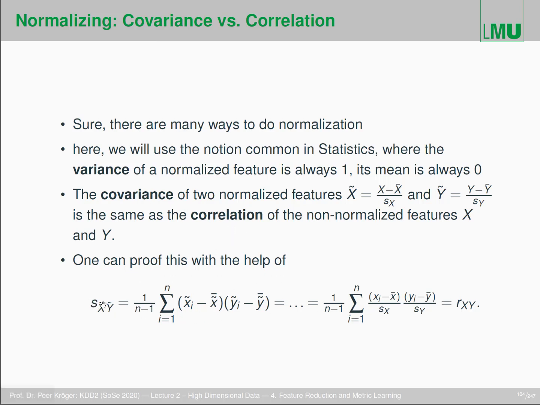You can prove that. Just have a look at this one here. This is the covariance between the normalized x's and y's, which, if you just reformulate the whole thing, equals the correlation between those two original features. The proof is very easy. It's just rearranging everything and recomputing, just filling in the definitions here, as you see.